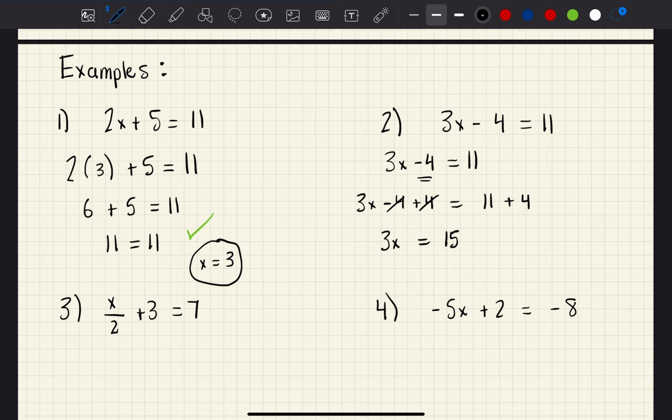Okay, our next step is getting rid of that multiplication. So we have 3x is equal to 15. So to get that x all by itself, 3 is being multiplied with x, so we have to divide by 3. And what we do on one side, we do to the other side. These 3's cancel out. x is equal to 15 divided by 3, which is 5. And that's our answer.